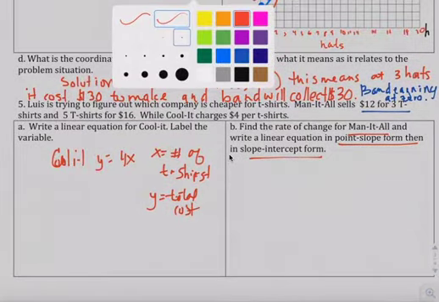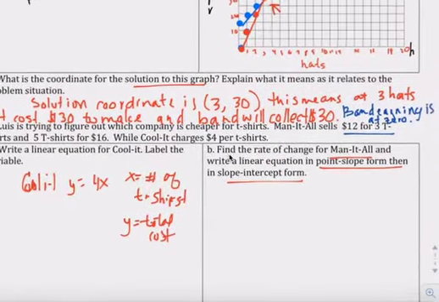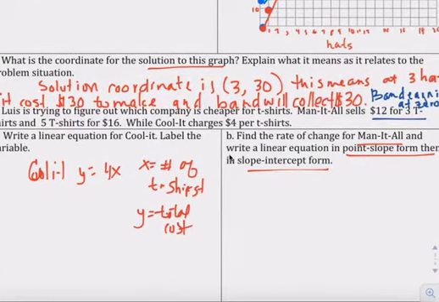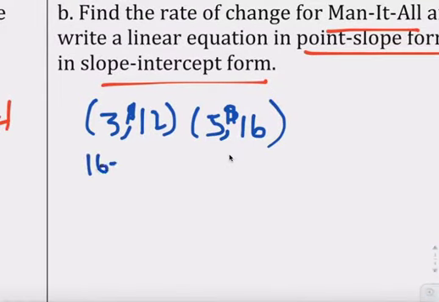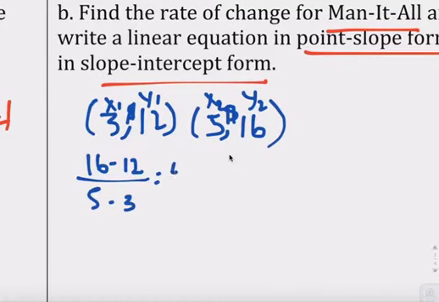Find the rate of change of Manit. Manit is 3 t-shirts for $12 and 5 t-shirts for $16. Dollars are always the y. Okay, and you find the rate of change. So 16 minus 12, y2 minus y1 over x2 minus x1, 5 minus 3. It's 4 over 2.